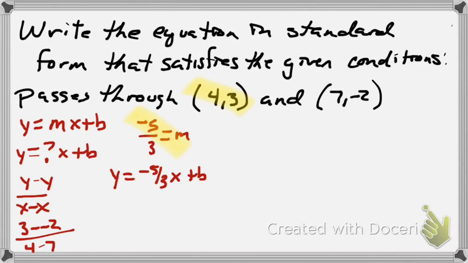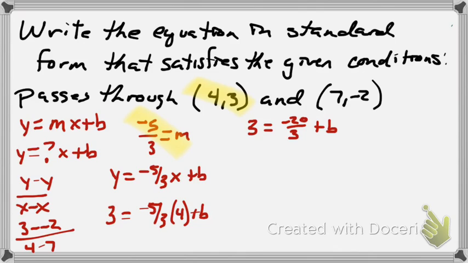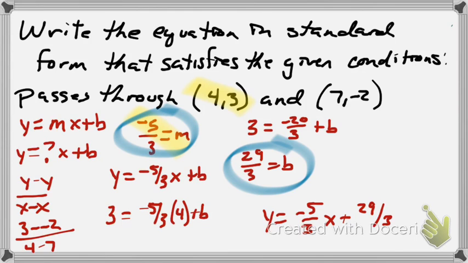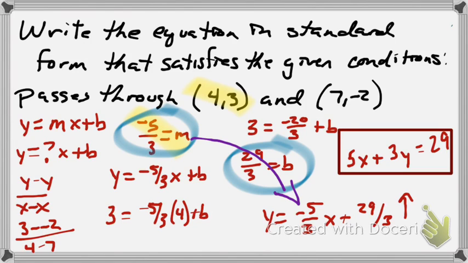So there's our slope. There's our point. Negative 5/3 times 4 is negative 20/3. When I add the 20/3 over to a 3, I get 29/3. Remember, I do not like mixed numbers and I do not like decimals. So I have a slope and I have a y-intercept, sorry. Y equals negative 5/3 x plus 29/3. To get that in standard form, I'm going to move the 5/3 x over here and multiply by 3.